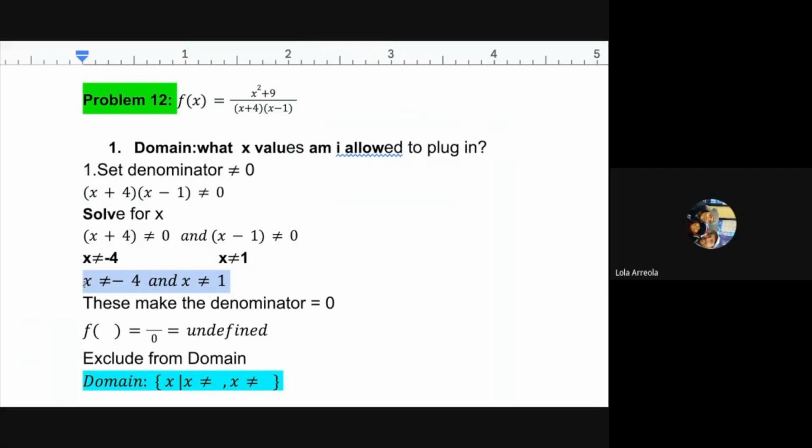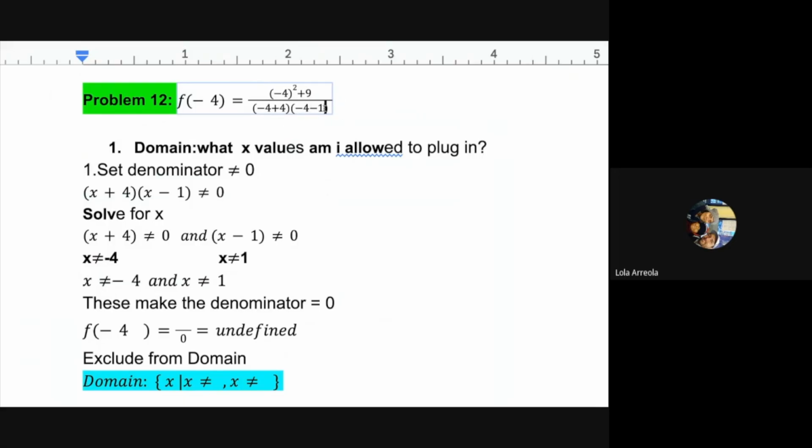Why am I excluding these? Why are these x values not included in my domain? Why am I being restricted from plugging these x values in? Because they make my denominator equal 0. For example, if I plug in -4 for x, what happens to my equation? I'm plugging in -4 wherever I see x.